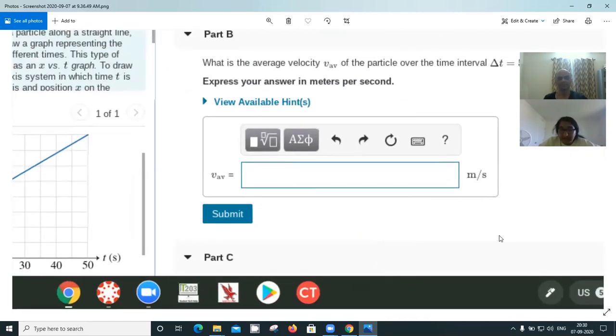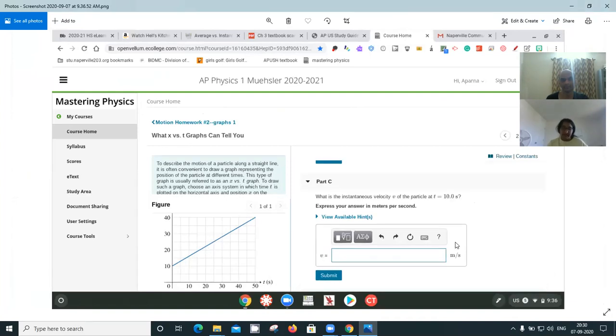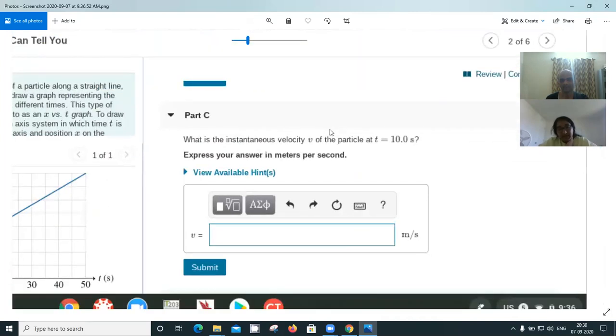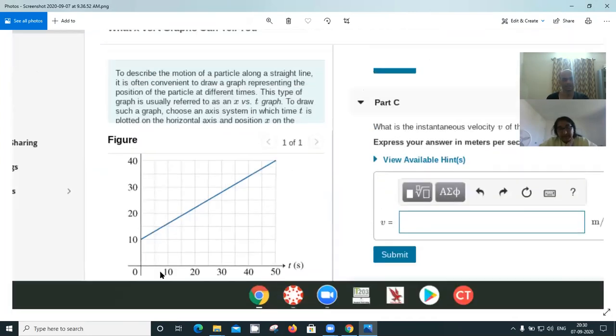What is the instantaneous velocity v of the particle at t equals 10 seconds? Can you explain how I'd find instantaneous velocity given this graph? Wouldn't it just be the y-intercept? No. Instantaneous velocity at 10 seconds, right? So 10 seconds is here. Instantaneous velocity is again the slope of the x-t curve. But at 10 seconds you have to take a small interval surrounding this time, 10 seconds.